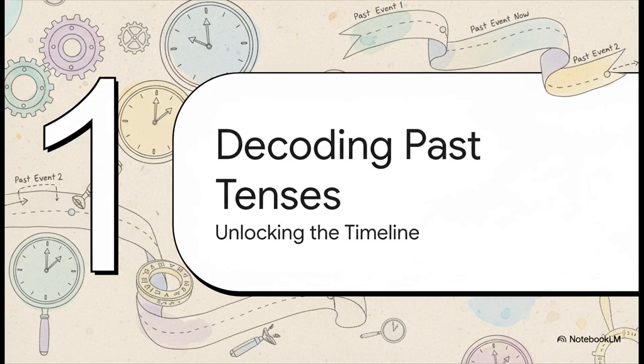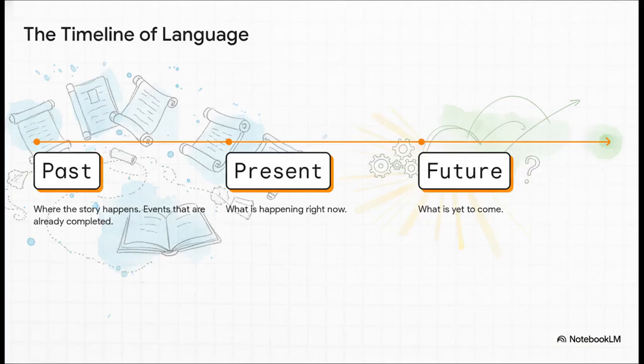First up, we're decoding past tenses, and I want you to think of them less like strict rules and more like tools. Yeah, tools. Each one has a very specific job to do when you're telling a story, and its job is to help your listener understand the exact order of events. So here's the basic map of our timeline. Pretty simple, right? Past, present, future.